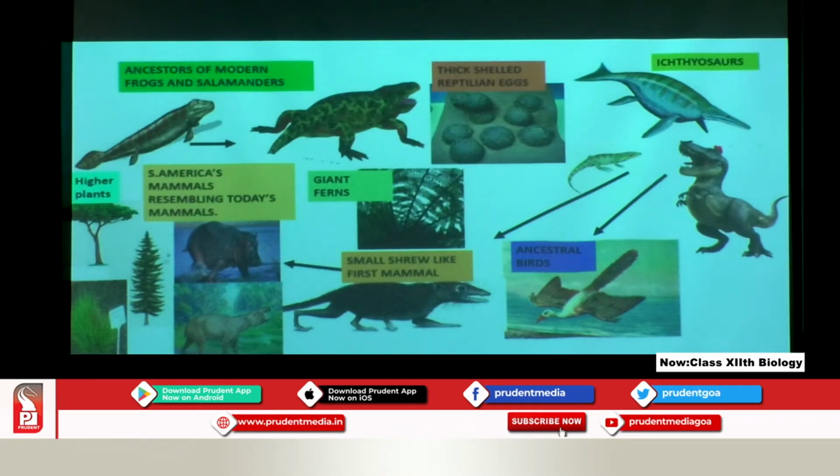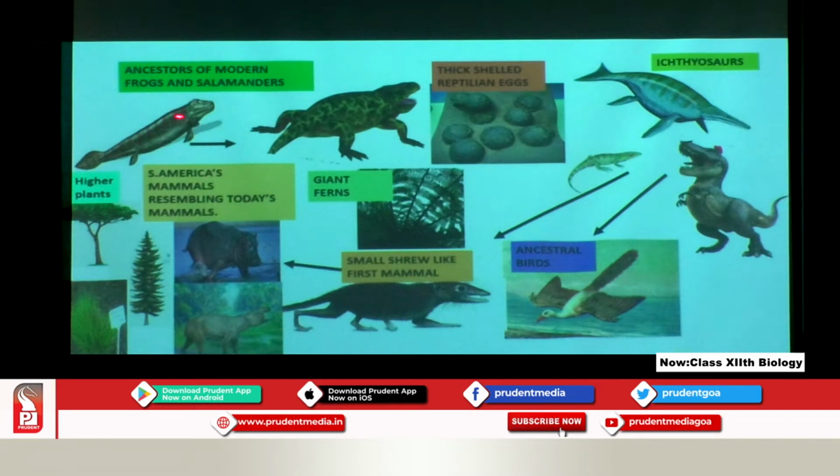Reptiles were a very successful kind of organisms on the planet. They lived for almost 200 million years. That's quite a long time. They were successful because their eggs had a very thick shell, unlike the fishes or the amphibians. So they could survive in any extreme condition. And therefore different kinds of reptiles were formed, small reptiles, big reptiles, that is the dinosaurs.